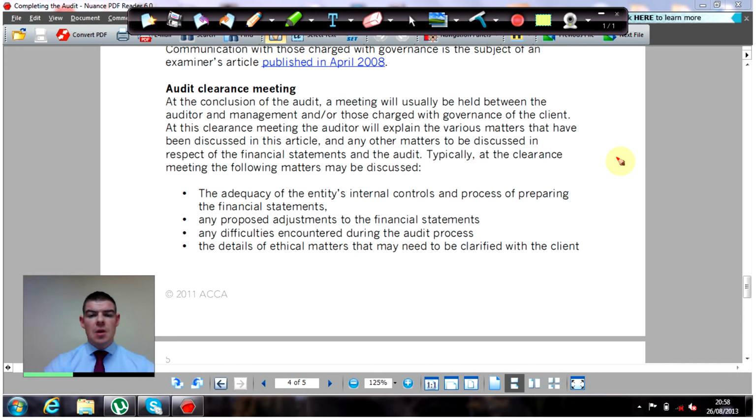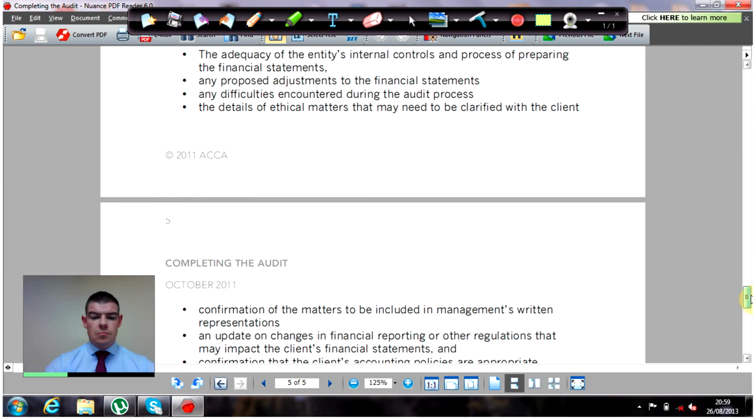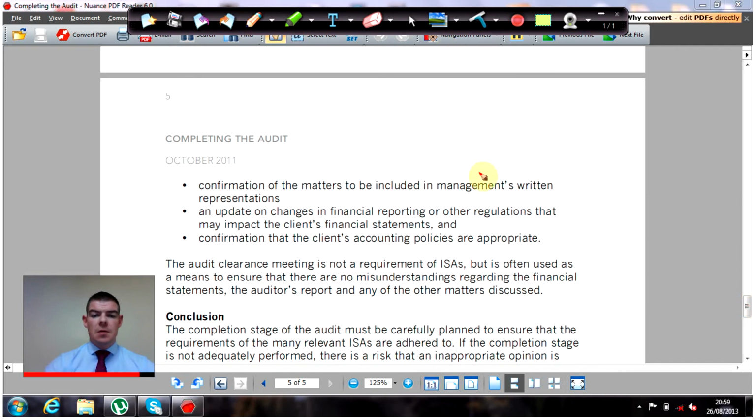So, at the conclusion of the audit, the meeting will usually be held between the auditor, which will typically be the audit partner and the audit manager, and those charged with governance of the client, as well as management. And what typically will be discussed at this meeting will be the adequacy of the client's internal controls, any proposed adjustments in the audit adjustment summary, any difficulties encountered in terms of perhaps provision of information from the client, perhaps any ethical considerations that should be looked at. Also confirming the management's written representation letter, perhaps any changes in financial reporting, as well as the key audit issues which will be discussed, and potential adjustments will be confirmed, and unadjusted errors will also be agreed at this point.